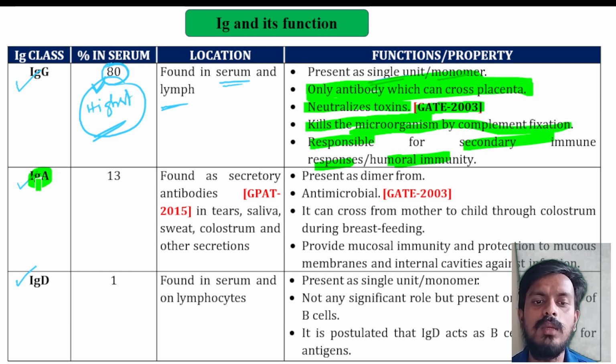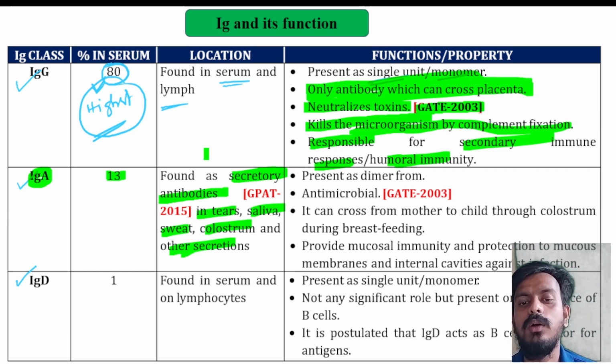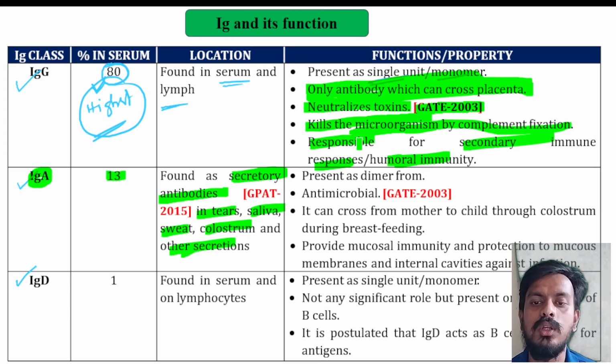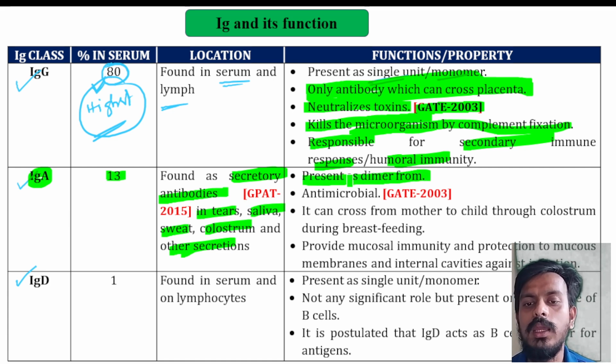Next is IgA, immunoglobulin A. The serum percentage is 13%. It is found as a secretory antibody in tears, saliva, sweat, colostrum, and other secretions. Immunoglobulin A is present as a dimer. It has an antimicrobial effect.